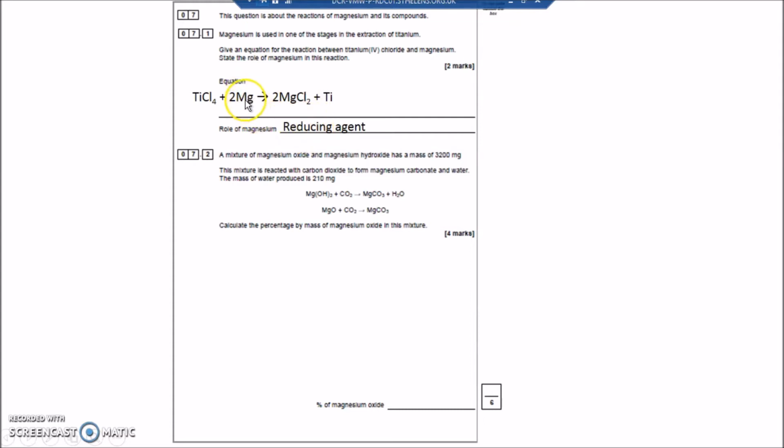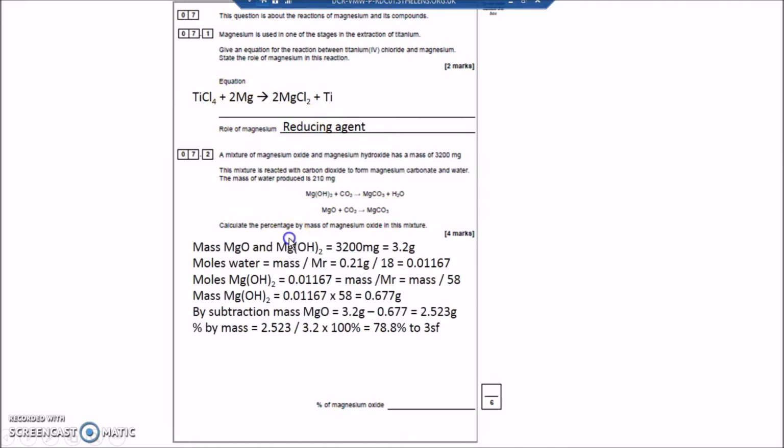The magnesium has gone from 0 oxidation state up to +2. It's been oxidized. The titanium's gone down from 4 down to 0, so that's been reduced. This is a reducing agent. The magnesium's been oxidized and in turn has reduced the titanium. Back to this one then.